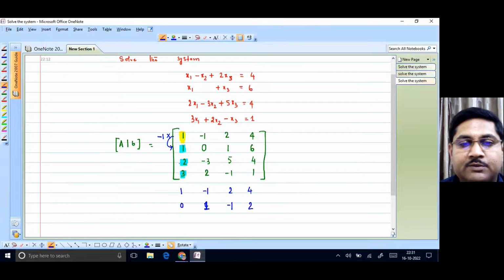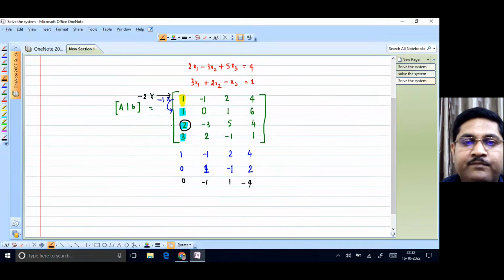Similarly, I want to make the position where 2 is located, that is 3, 1 position, as 0. So what is the entry here? 2. So what I will do, I will take its negative. See, the entry in 3, 1 position is 2. So I will take its negative, that is minus 2. So I will multiply minus 2 to first row and add it to third row. So see what I am getting, minus 2 plus 2, I am getting here 0, plus 2 minus 3, I am getting here minus 1, minus 2 into 2 is minus 4 plus 5, I am getting here 1, and minus 2 into 4 is minus 8, minus 8 plus 4, I am getting minus 4.